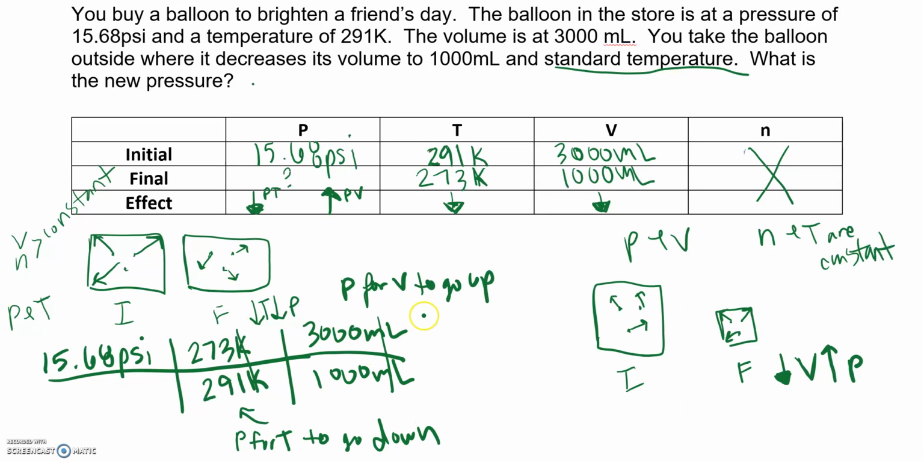Milliliters cancels, K cancels. We're going to take 15.68. We're going to multiply it by 273. We're going to multiply it by 3,000. We're going to divide by 291. We're also going to divide by 1,000. And we're going to get 44.13 PSI.